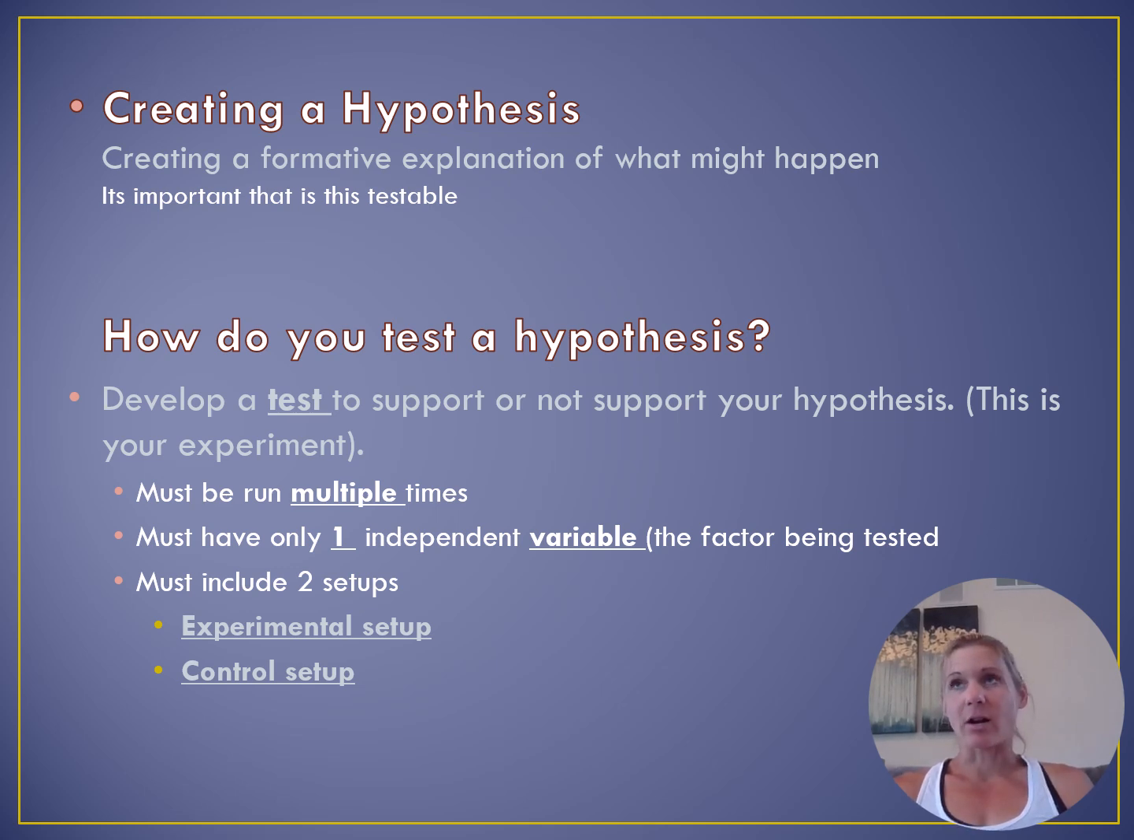We must only have one independent variable, and this is the factor that we are testing. Okay, so in our example here, the independent variable is caffeine or no caffeine. And we must have two setups. We have an experimental setup and a control setup. So for example, if you run the 5K race and you have a Red Bull beforehand and you run really fast, okay, we still don't know how fast you run without caffeine. So we need to have a control trial so that we know how fast you run without caffeine, and then an experimental trial where we can figure out how fast you run with the caffeine.